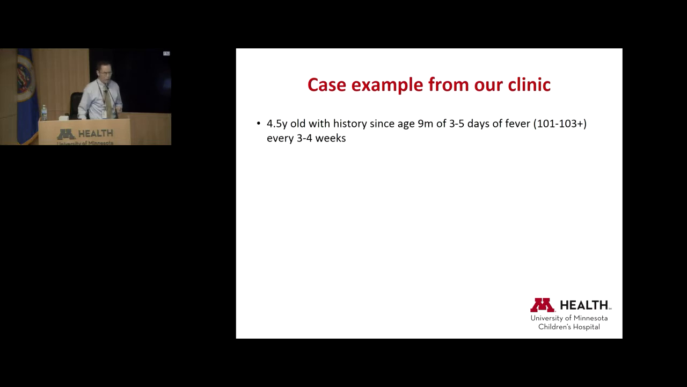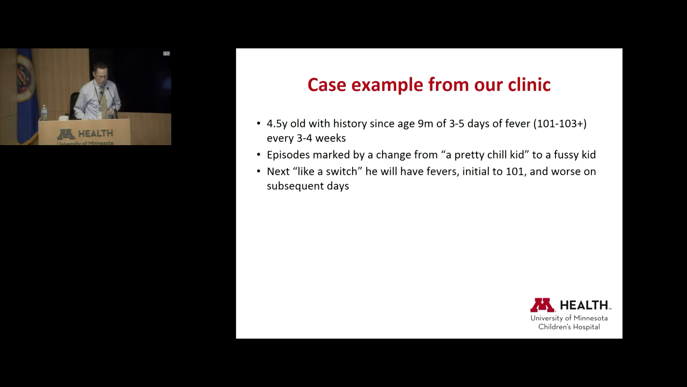It really illustrates nicely how these patients can present and how they should be worked up. So, a 4.5-year-old with a history since 9 months of age of 3 to 5 days of fever every 3 to 4 weeks, and it was real fever. The episodes were marked by a change from what was described as a pretty chill kid to a fussy kid. So the parents would just look at him and go, it's going to happen again. They see it evolving in front of their eyes.